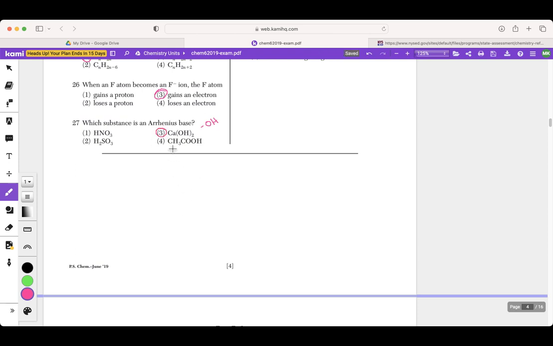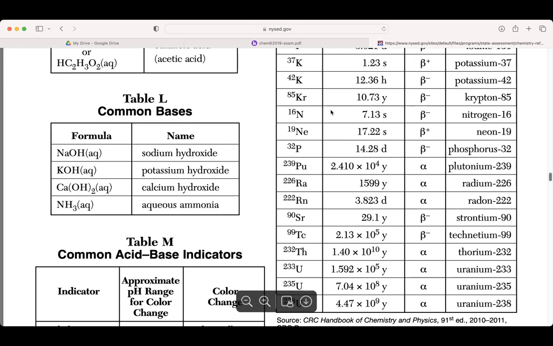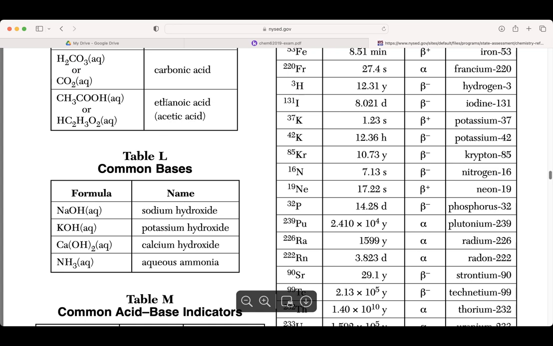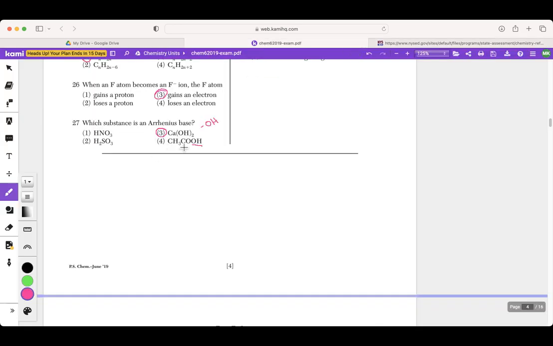Do not make the mistake of choosing this one, although it ends in OH. If we look at our reference tables, it tells us this is ethanoic or acetic acid. This is an acid. Organic acids are going to end in COOH, so be very, very careful.